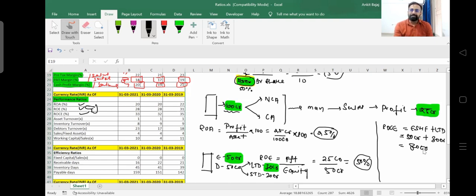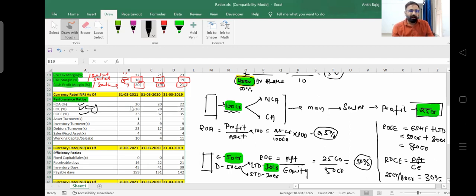Now, how much have you invested? You have invested 80 crore, that is your capital employed. And how much profit are you able to generate? You are able to generate 25 crore rupees profit. In this case, what will be your ROCE? ROCE is going to be profit divided by capital employed. Your profit is 25 crore divided by 80 crore, so approximately we can say your return is 30%. So this is how we will be calculating return on asset, return on capital employed, and return on equity.